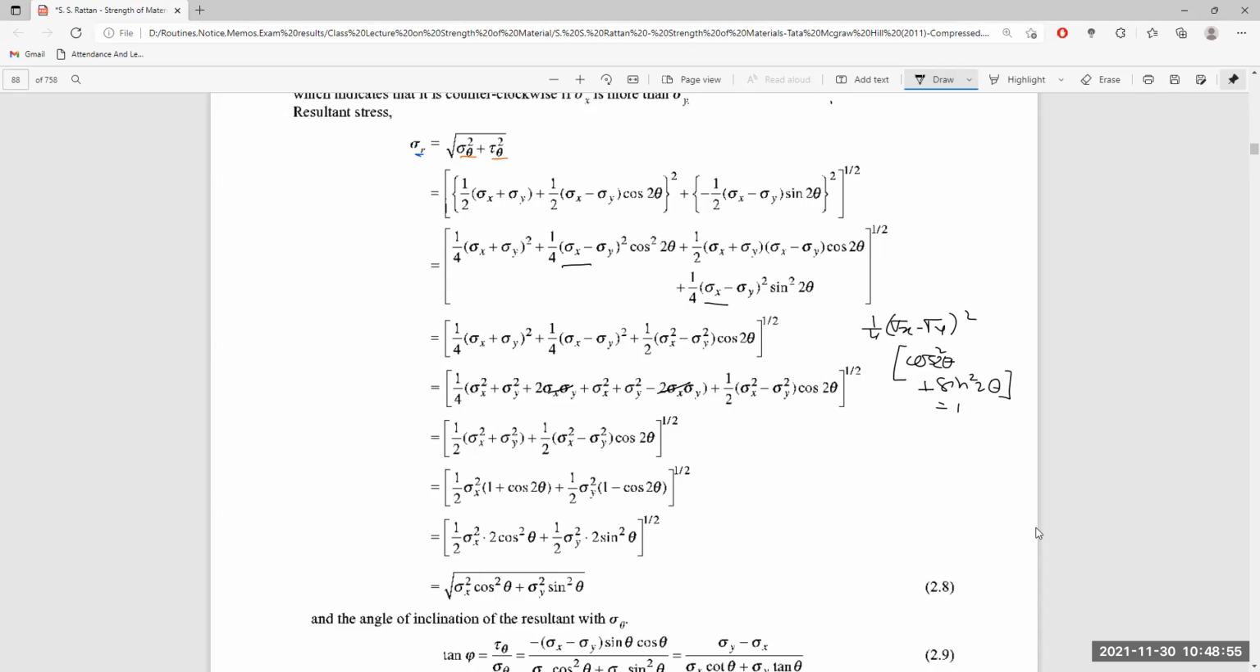Thus, if we put the sigma x square terms together, we get half sigma x square into 1 plus cos 2 theta, and if we put the sigma y square terms together, it will become plus half sigma y square into 1 minus cos 2 theta.